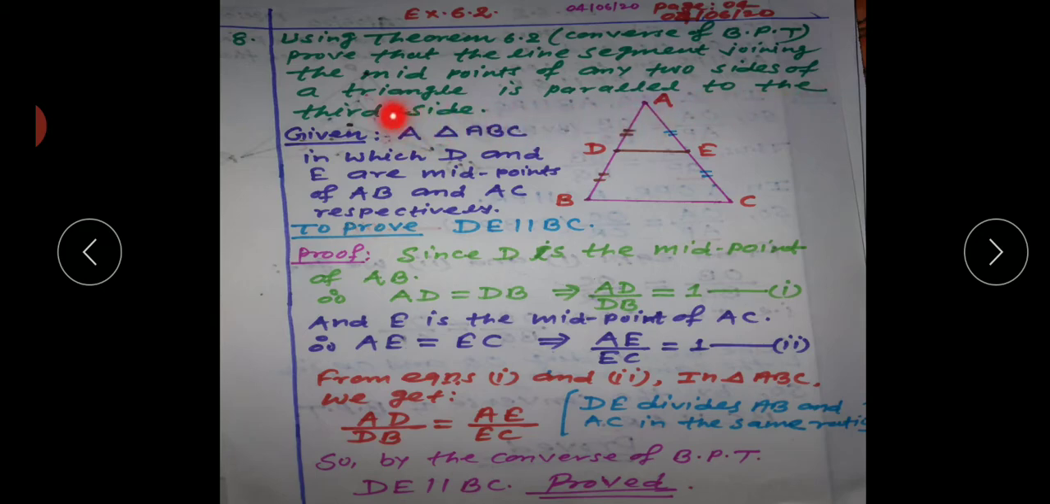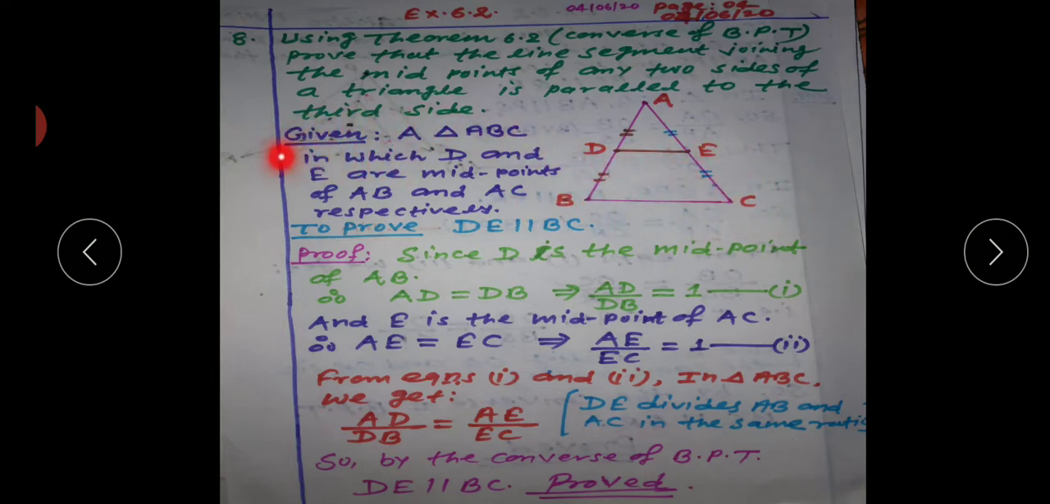In any triangle, we have studied the midpoint theorem in 9th: the line segment joining the midpoints of any two sides of a triangle is parallel to the third side and half of it. Here we have to prove that DE is parallel to BC, where D is the midpoint of AB and E is the midpoint of AC.